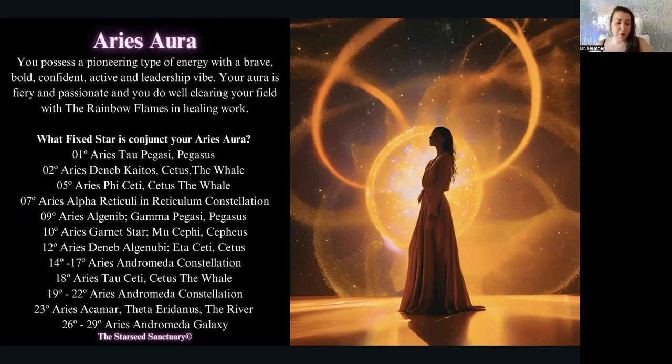18 degrees, Cetus the whale. 19 to 22 degrees will also be Andromeda constellation. 23 degrees will be Eridanus, the river. And then if it's anywhere from 26 to 29 degrees of Aries, that is conjunct the Andromeda galaxy. And that's really important to make note of. That's the mother galaxy, a really important origin point and stargate from which a lot of our star systems originate. So let me know, if you have a natal asteroid Aries, what is your fixed star? That's going to show you a little bit of that galactic group's energy that's radiating throughout your energy field.